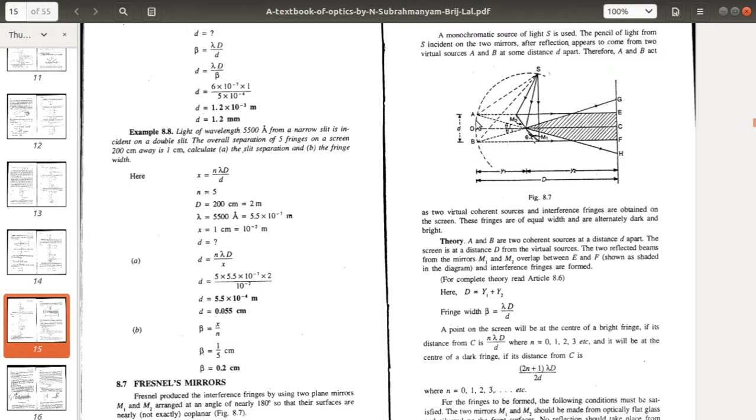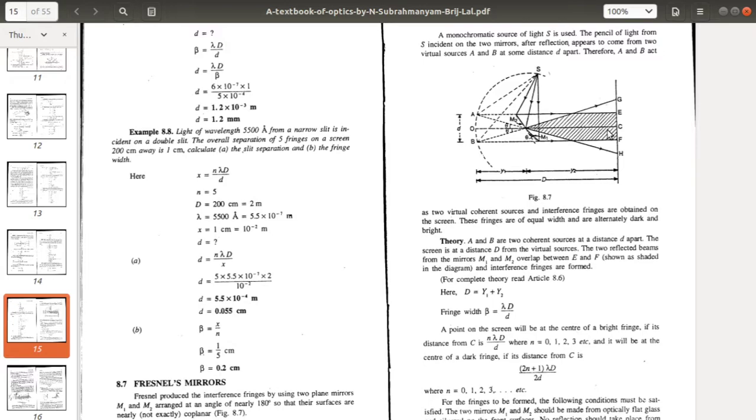These two sources are separated by a very small distance, small d, and since this distance is very small, this seems to lie on a plane or line. We will get bright and dark fringes on this region, CE and CF, according to the condition of bright and dark fringes.